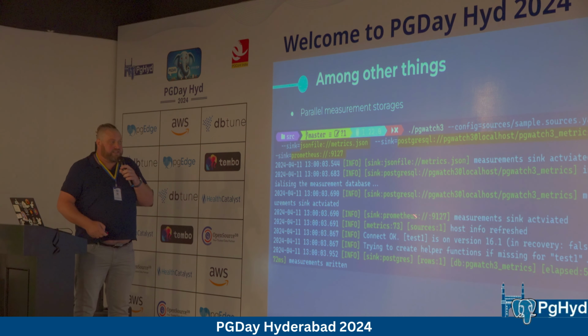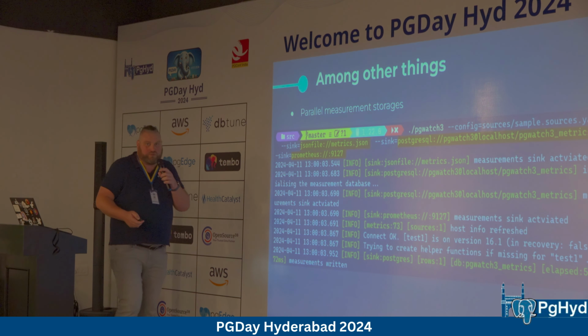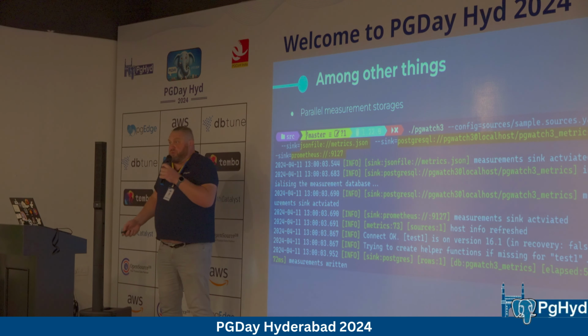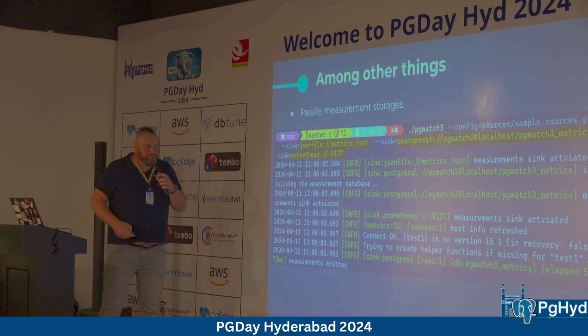So as I said, we have a lot of metrics, 73 metrics by default. Not all of them useful, of course. We have a metric for pgBackRest. If you don't use it, don't enable it, right?